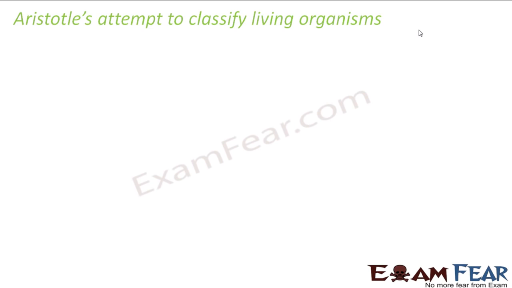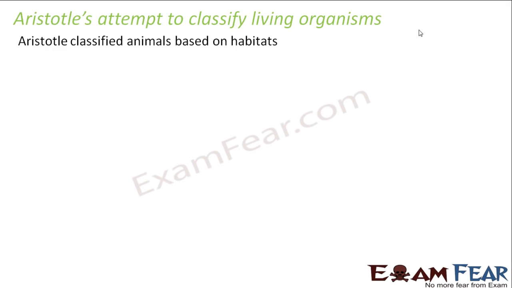So first of all, an attempt to classify living organisms was made by Aristotle. So how did he try to classify organisms? He tried to keep things quite simple. He tried to keep the animals and the plants separate, because he thought living organisms would mean only plants and animals, nothing else.